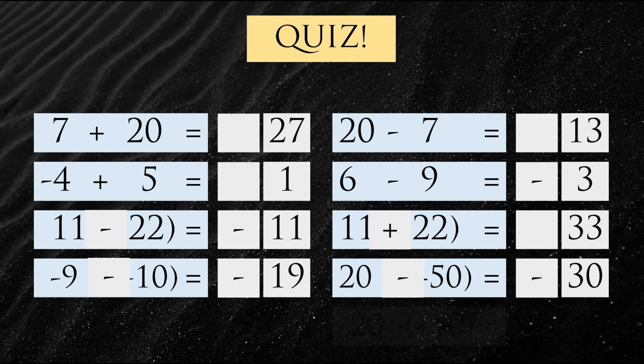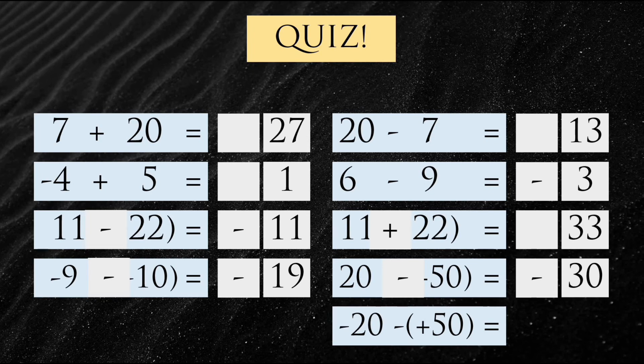And lastly, we have negative 20 minus positive 50, or negative 20 minus 50. So combine negative and positive before number 50. So we have a negative and positive sign before number 50. Negative combined with positive is negative. So because they're now both negative, we can just add them. So 20 plus 50, you have 70, and copy the sign. Negative 70 is the answer.